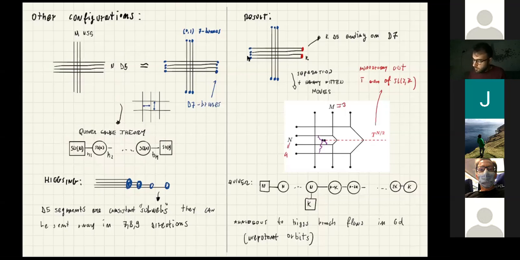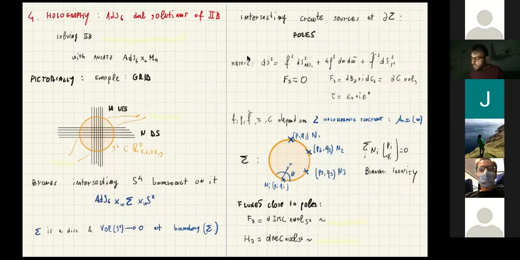So this is an example of X branch in a more complicated configuration. But X branch generically is indeed defined as moving this subweb, this consistent subweb, along the 7-brane directions. And this is just a more non-trivial example. Okay, so let me talk about holography now.